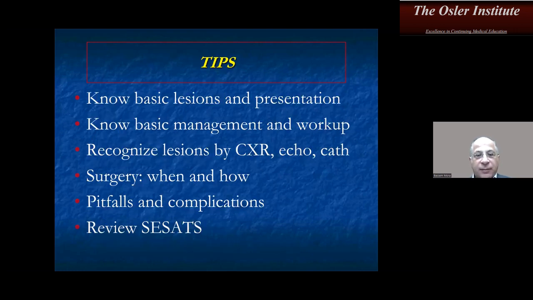We need to know the basic lesion presentation, some of the pathophysiology and anatomy, the management, the workup, and recognize some of these lesions that have characteristic appearances on chest X-ray or echo or even cardiac cath. They might give you a snippet of an echo or a cath. Know when to do surgery and later on for the boards, the oral boards, how to do the operation. Know some of the common pitfalls and complications of each of these lesions, and certainly CSATs is very helpful.